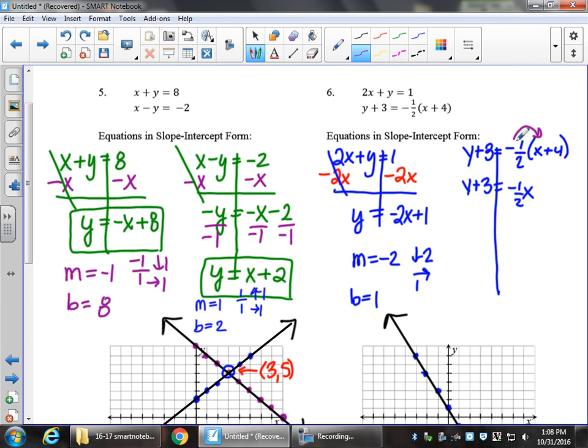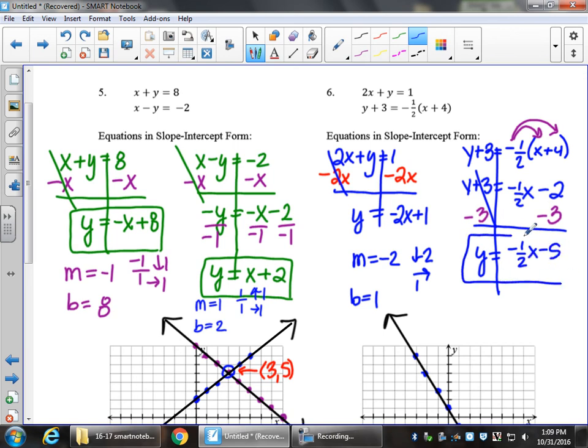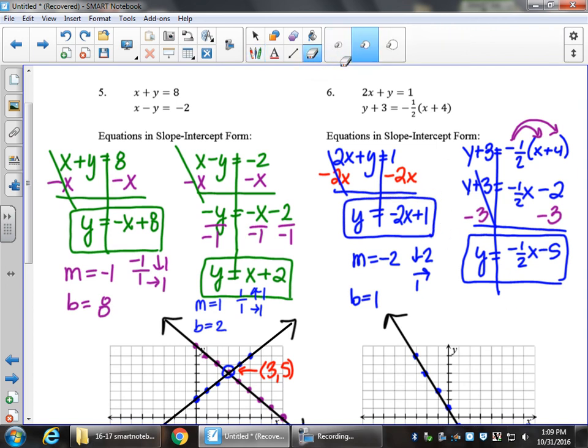So when I distribute negative 1/2, negative 1/2 times x is negative 1/2 x. And then negative 1/2 times 4 will be minus 2. To wrap this up, we'll subtract 3 from both sides. Negative 1/2 x minus 5. It's nice to put our final answer in a box. I meant to mention that before.